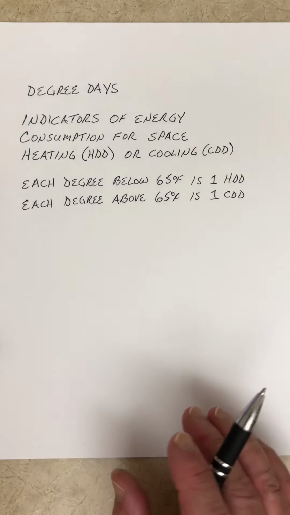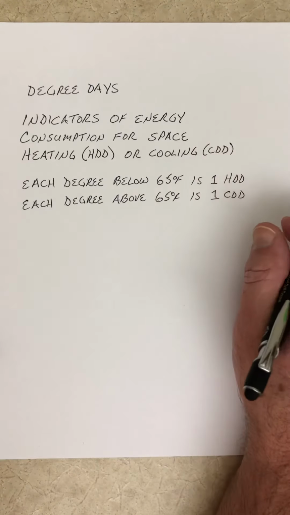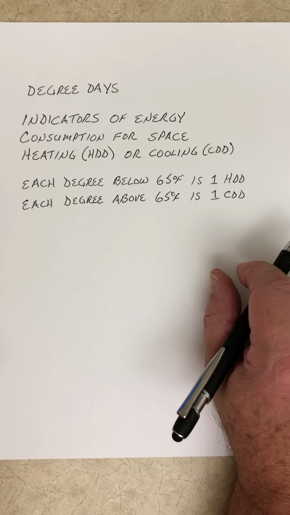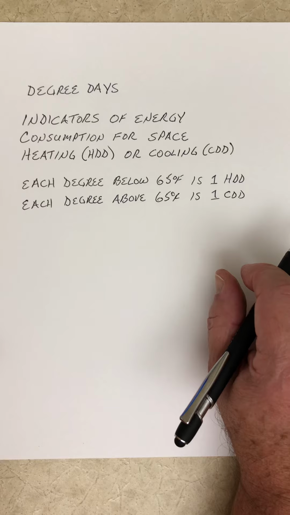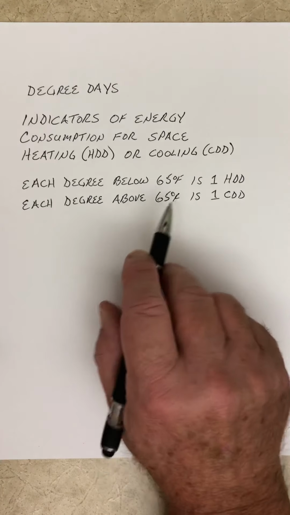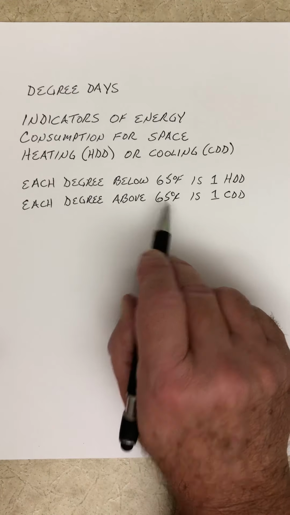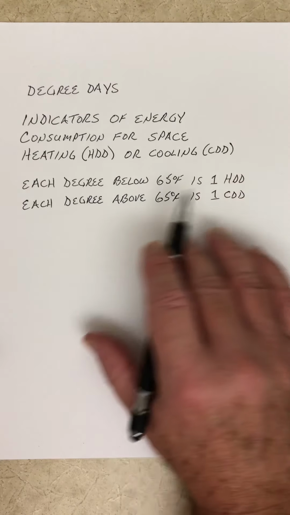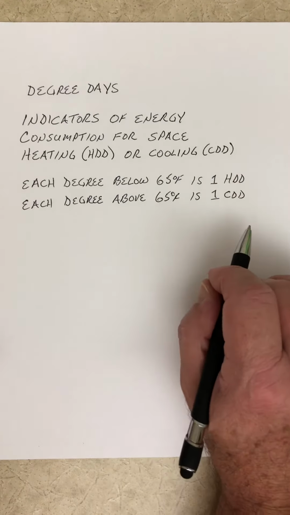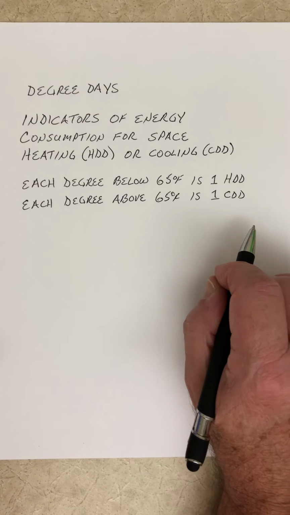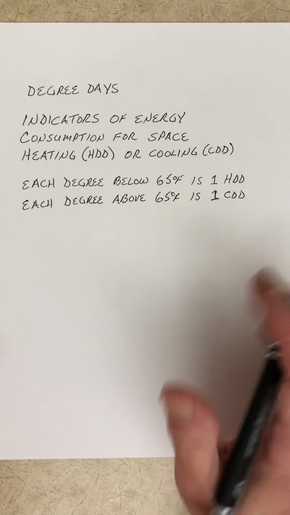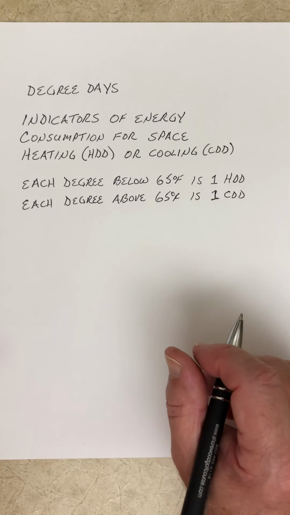The temperature 65 degrees Fahrenheit is kind of the magical temperature, because that's the temperature at which it's been calculated that if the average daily temperature is 65 degrees Fahrenheit, that's the perfect temperature. You don't have to warm your house, you don't have to cool your house, you won't have to use air conditioning or heating that particular day. That's just the perfect temperature, an average daily temperature of 65 degrees.